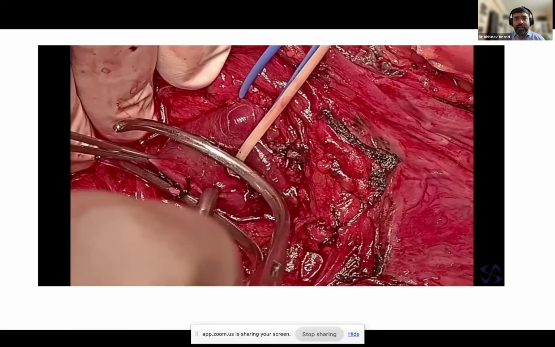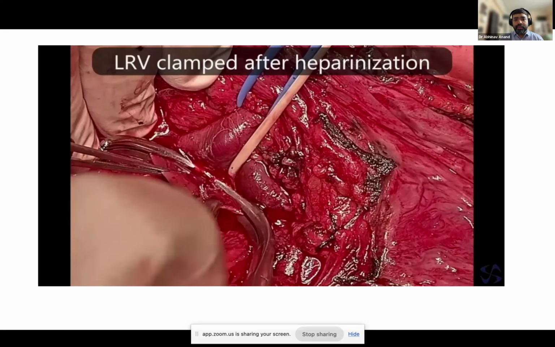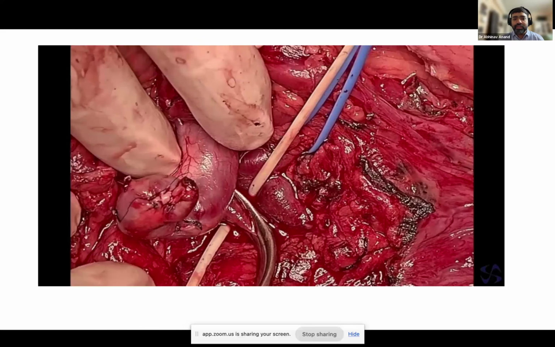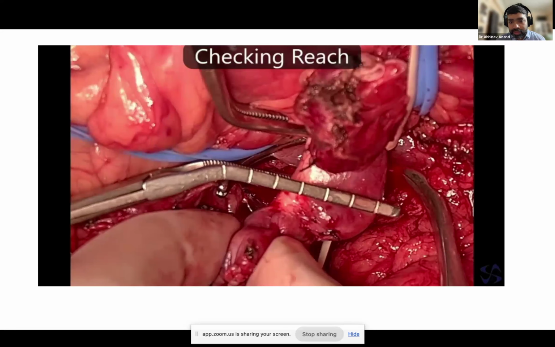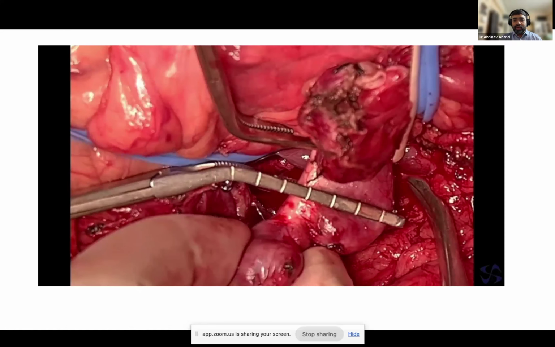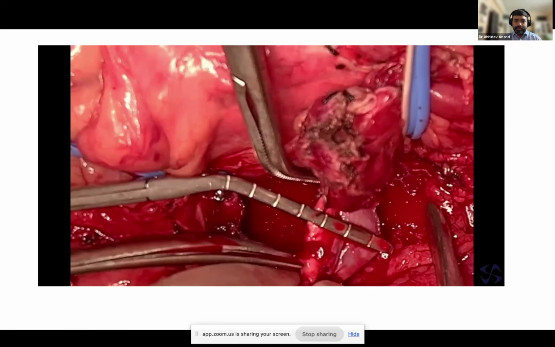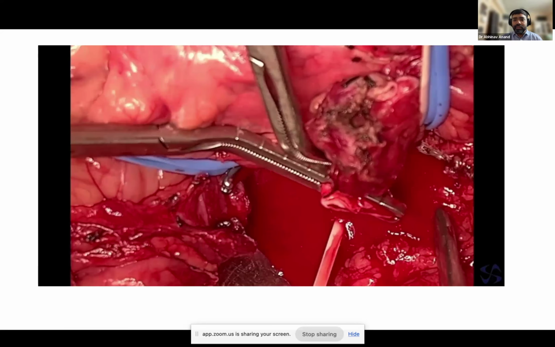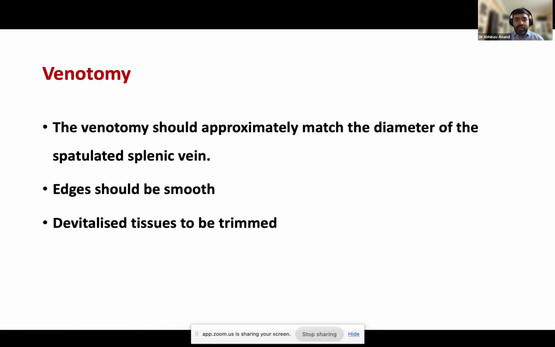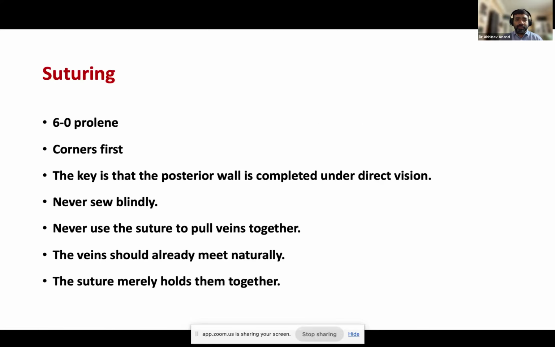So here we can see applying the left renal clamp. Both a U-shaped clamp and the Satinsky can be applied. Here, both a bulldog or the Satinsky clamp. After applying the clamp, adequate venotomy has to be done. We keep a heparin saline syringe in our hand. Now, the venotomy should approximately match the diameter of the spatulated vein. Edges should be smooth, and any devitalized tissue has to be trimmed for a smooth anastomosis.